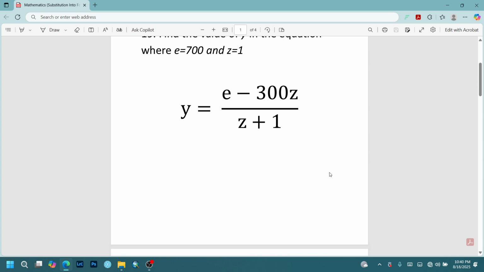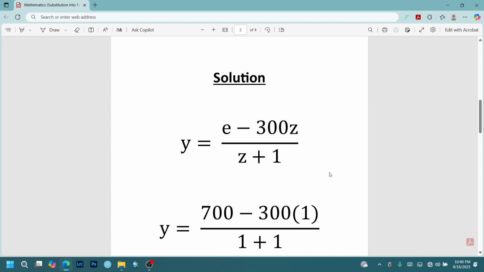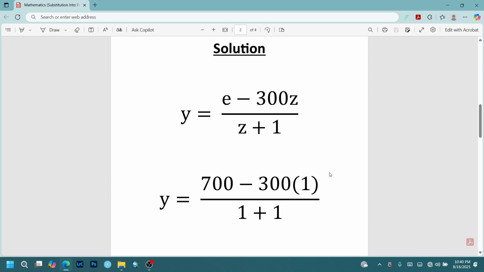So in solving it, based on the preamble of the question, our given equation is y equals the fraction e minus 300z over z plus 1, right? So we are going to get our equation to be, after inserting our given values, y equals the fraction 700 minus 300 multiplying 1 over 1 plus 1, right?